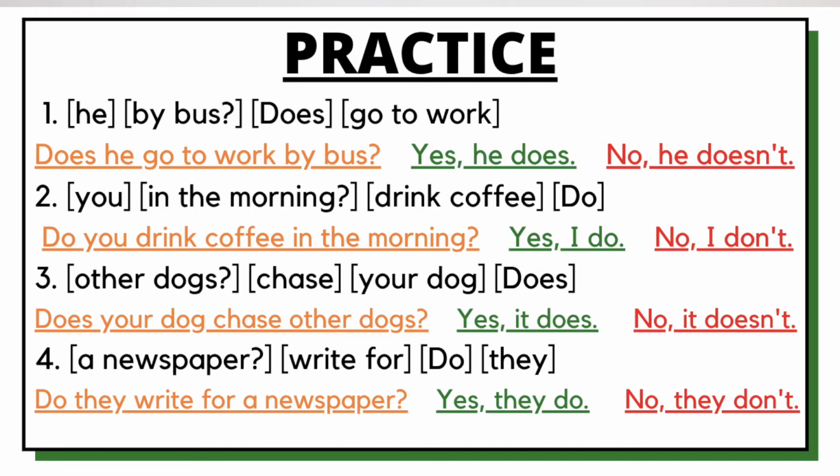Now, number 3 is special because usually we know if our dog is a boy or a girl, so when people are talking about their pets, they usually say he or she for their pets. And number 4, did you write, do they write for a newspaper? Yes, they do, and no, they don't. If you did, great job.